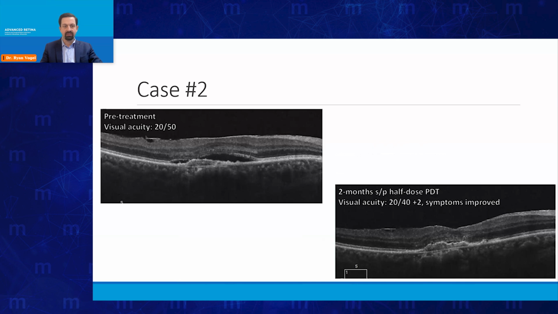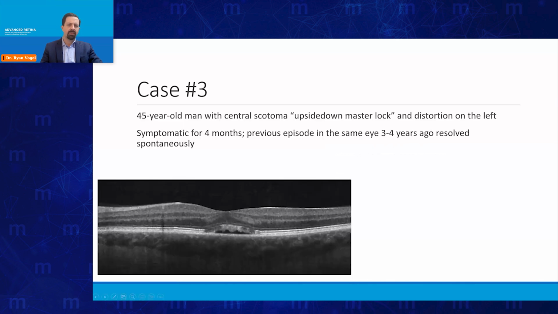Last case here is a 45-year-old man with a central scotoma, and he complained of basically an upside-down master lock is how he described it. Patients can sometimes have very specific and peculiar descriptions for their scotomas. And he was symptomatic for about 4 months. He had another episode years prior that resolved spontaneously.